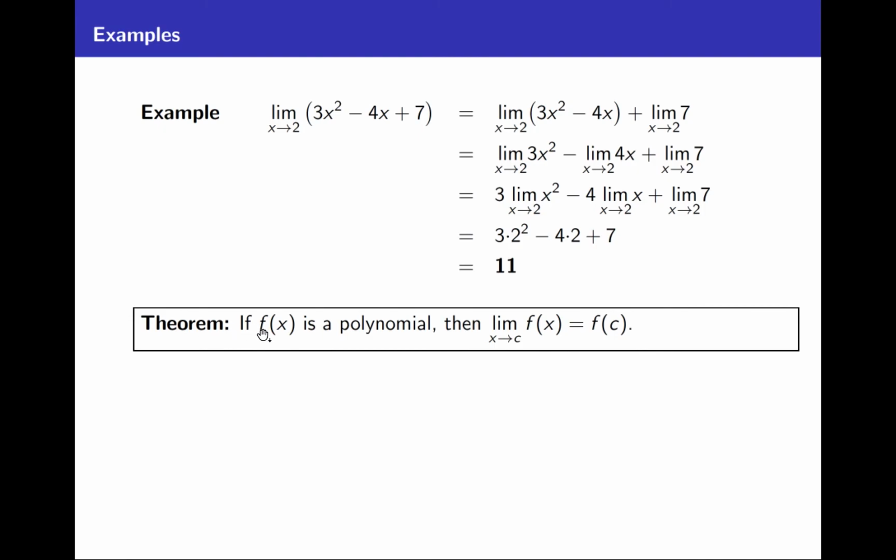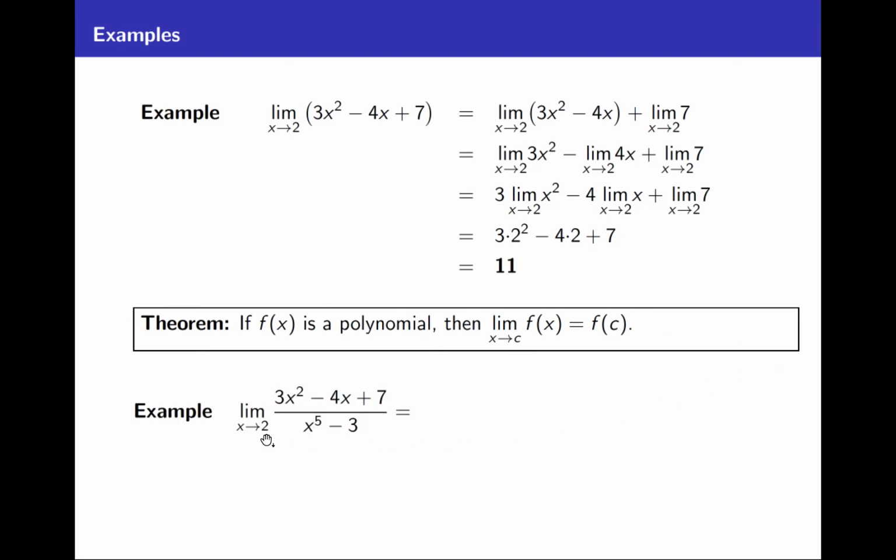Theorem: if f of x is a polynomial, then the limit as x approaches c of f of x equals f of c. In other words, if you're ever evaluating the limit of a polynomial, as we were doing here, you can get the answer in one step by just plugging in the number that x is approaching into the polynomial. f of c will be the answer, with no limit laws.